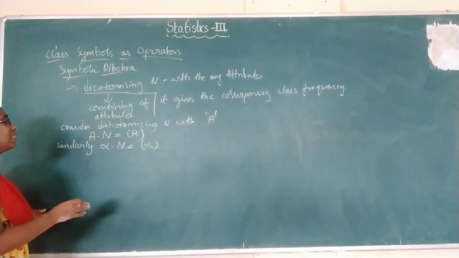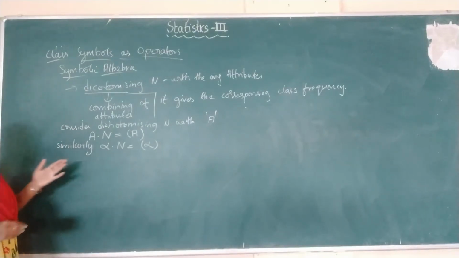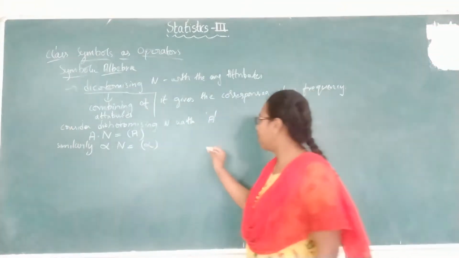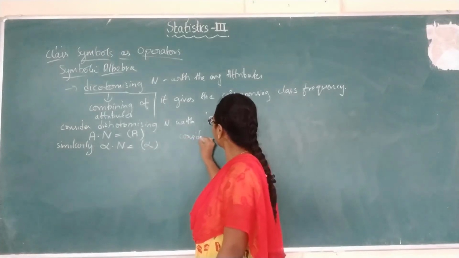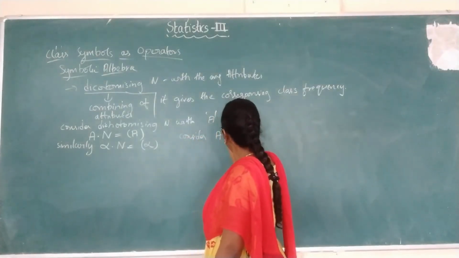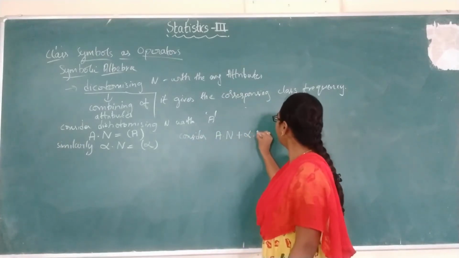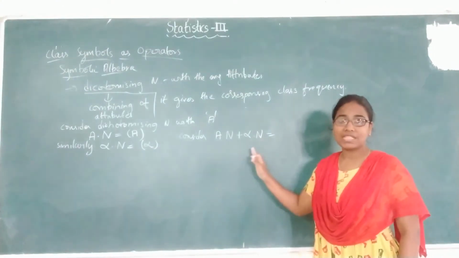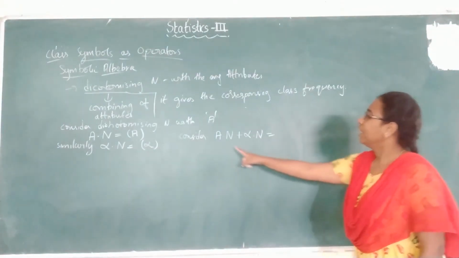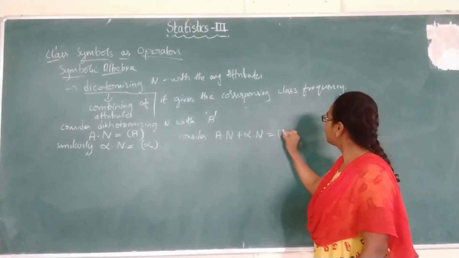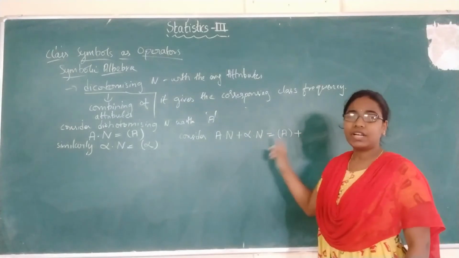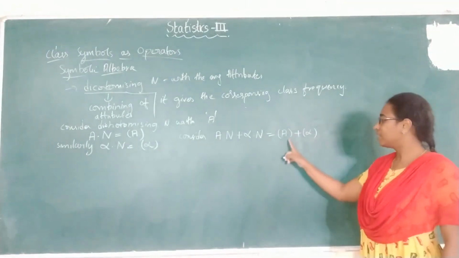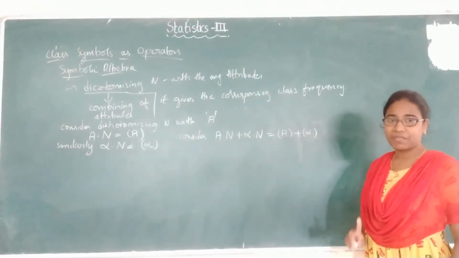Suppose here I am considering A plus alpha. That means I am considering the addition of A and alpha. So if I consider A into N plus alpha into N, A into N is nothing but the class frequency of A, plus alpha into N, which is the class frequency of alpha. So this can be written as the class frequency of A plus the class frequency of alpha.